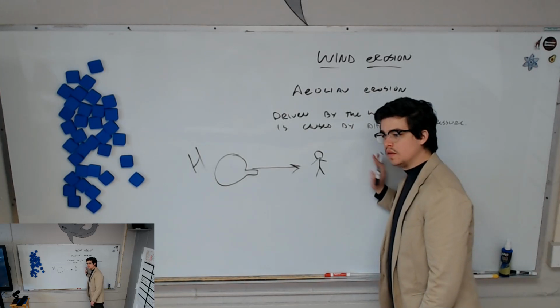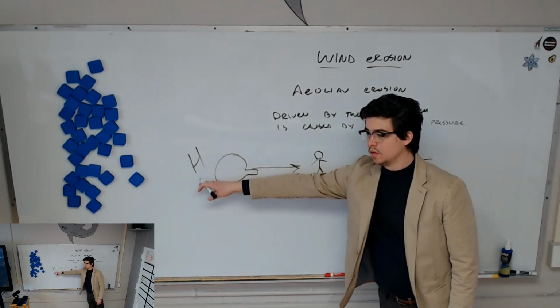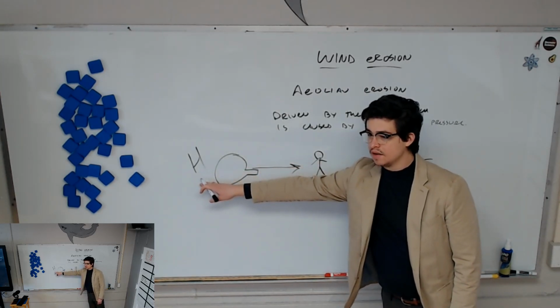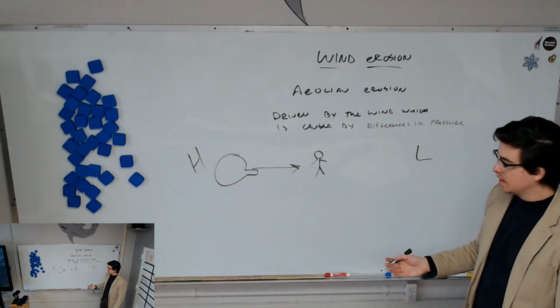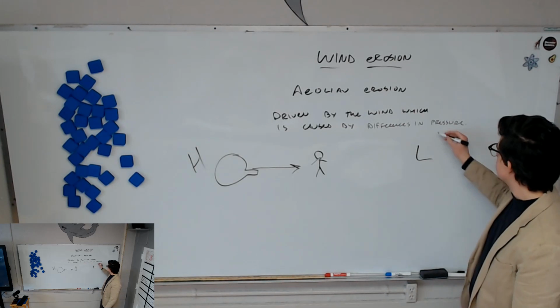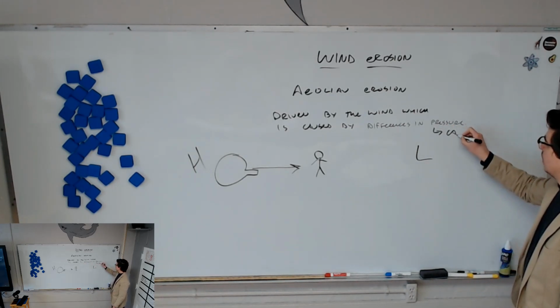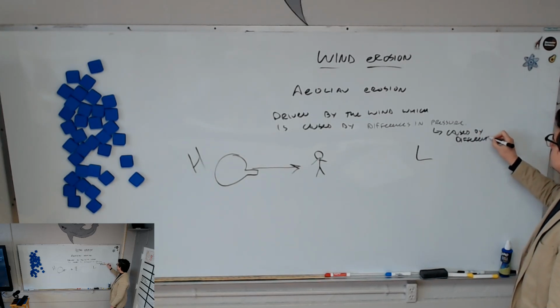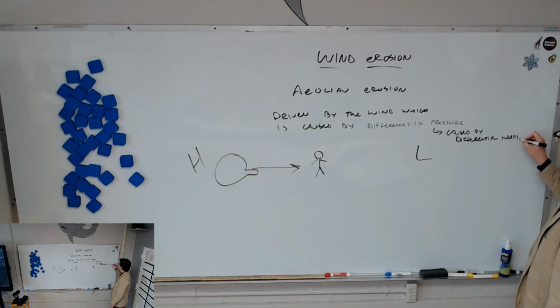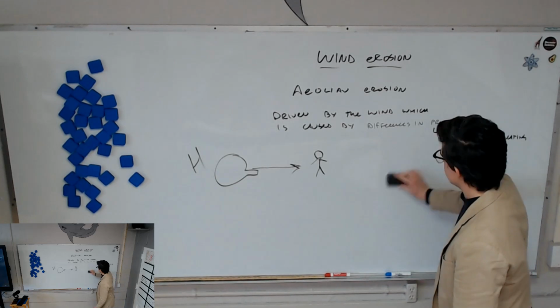Anyway, on Earth's surface, this high pressure would be caused by some kind of heating because of the sun, and the low pressure, the same thing. It's effectively driven by the sun. So, differences in pressure, which then is caused by differential heating. Okay, I'm going to erase my little drawing.